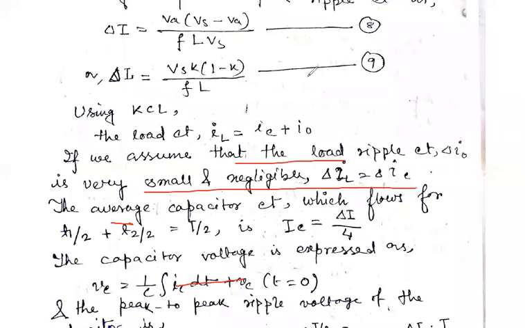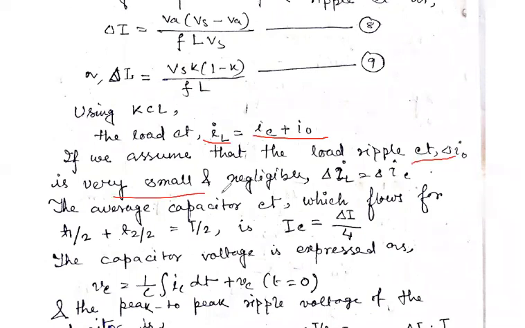Now we are using KCL. After using KCL, we find that load current IL is nothing but Ic plus Io. Now, if we assume that the load ripple current ΔIo is very small and negligible, then ΔIL is nothing but ΔIc. Therefore, the average capacitor current which flows for the time period T1 by 2 plus T2 by 2, which is T by 2, is nothing but ΔI by 4.